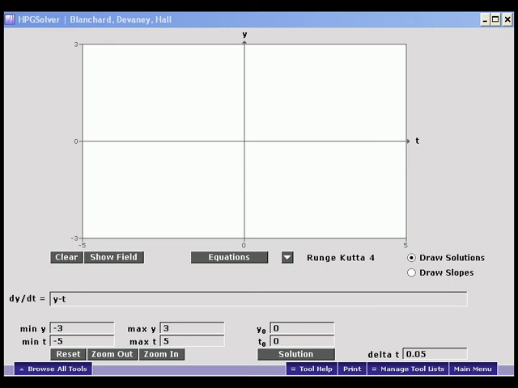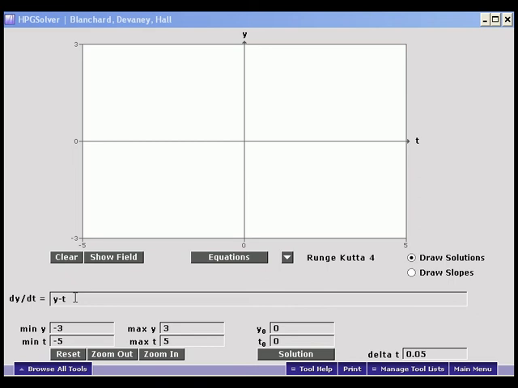All of chapter 1 is about solving the differential equation dy/dt equals some function of y and t. But as we've seen, most of the time you simply can't solve it analytically. You can't write down a simple solution.